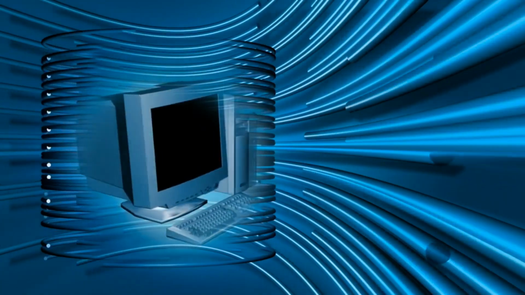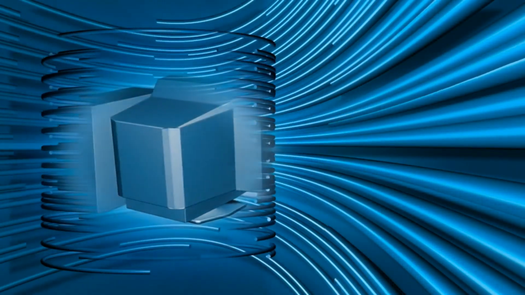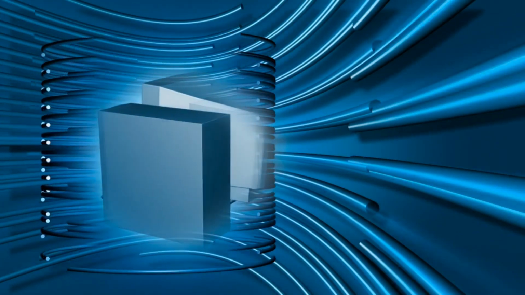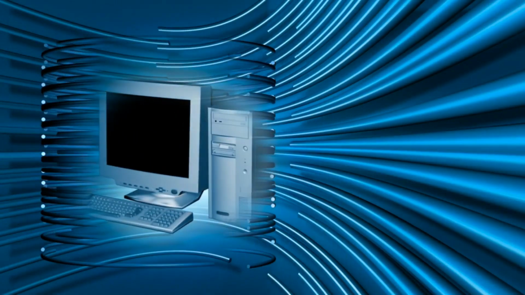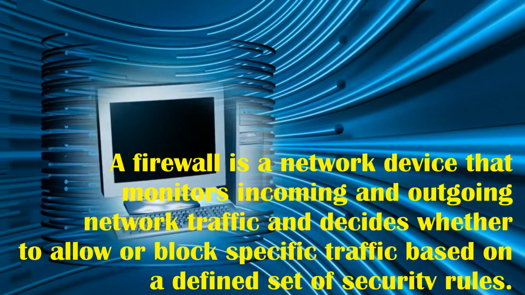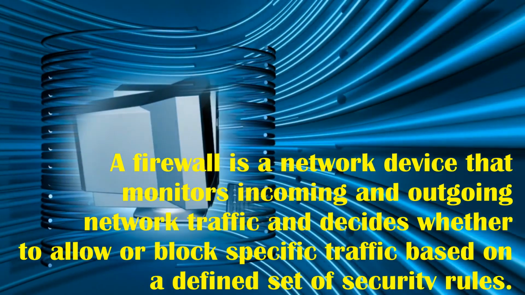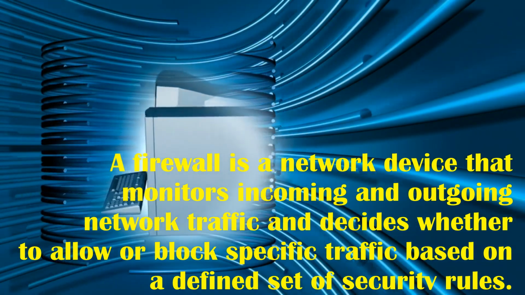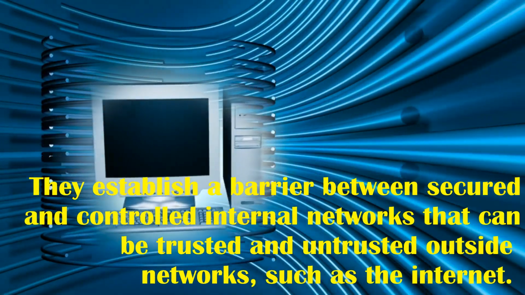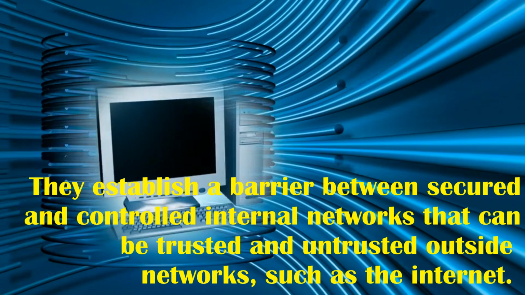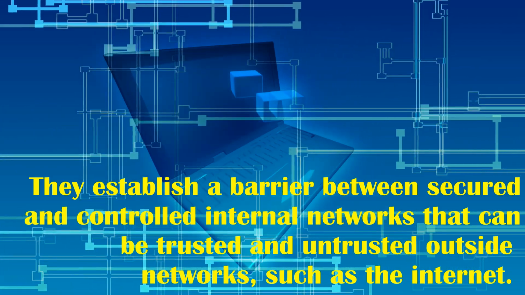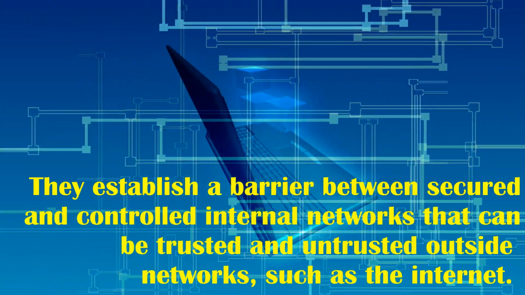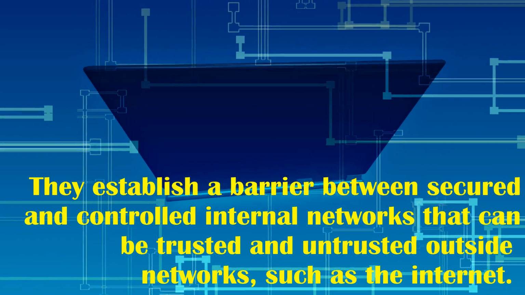And today we're talking about firewalls. A firewall is a network device that monitors incoming and outgoing network traffic and decides whether to allow that traffic or communication to go on. It blocks specific traffic based on certain rules that have been defined. It predetermines security rules. Firewalls also establish a barrier between secured and controlled internal networks, and distinguishes between trusted networks and untrusted networks from outside, such as the internet.